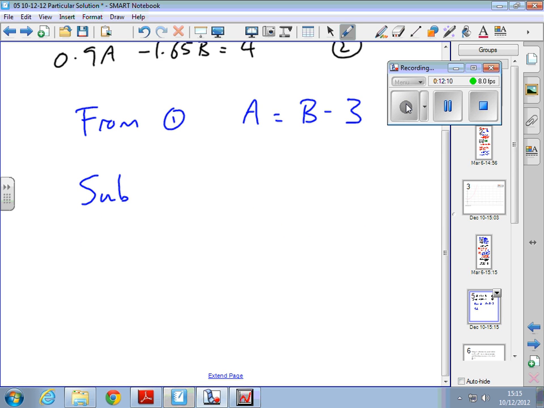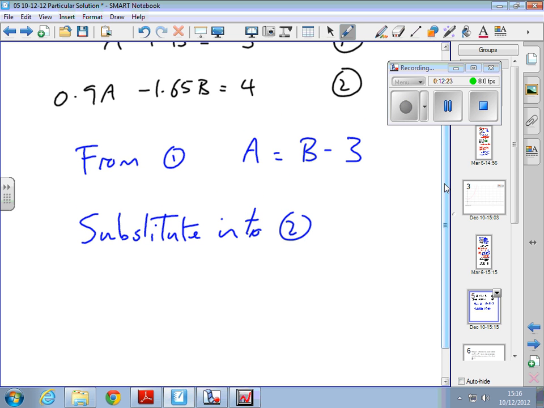Substitute into, right, good. So what would we write? Okay, good. 0.9 into b minus 3, because that's substituted for a, minus 1.65b equals 4. Now solve that for b, please. I'll just pause while you do that.